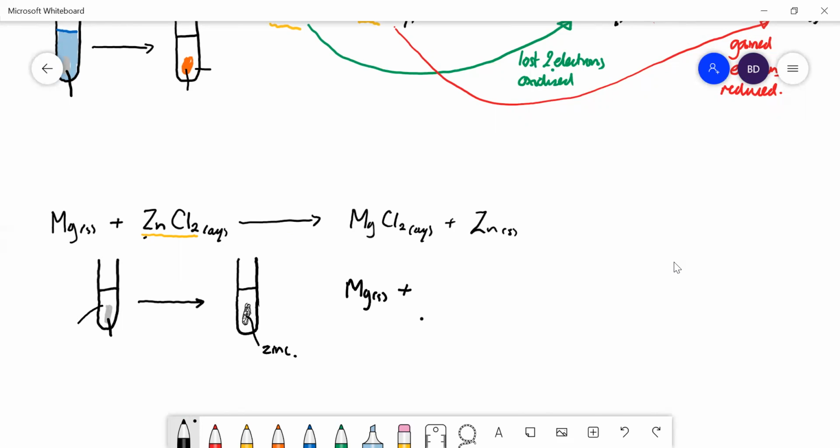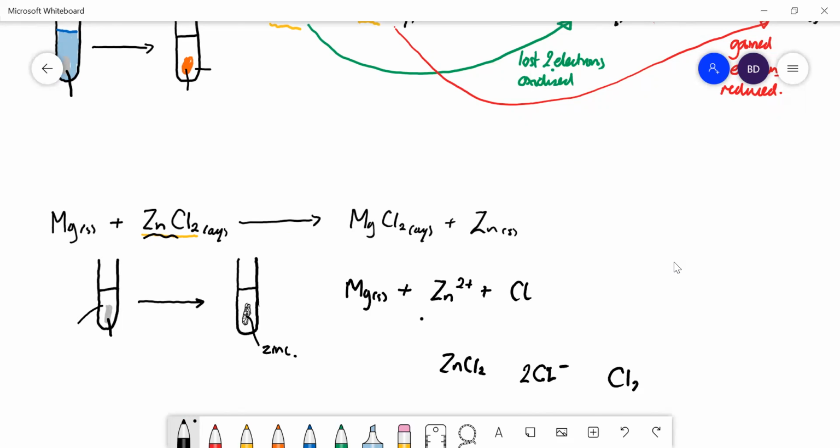Now zinc chloride we can split up. It's an aqueous solution, ionic compounds made of zinc 2+ ions and chloride ions. Okay, now that's where the ZnCl2 is a little bit misleading when the formula is written like that, because it makes it look like the chlorines are stuck together, but of course they're not. They're two completely separate chloride ions. They have nothing to do with each other.